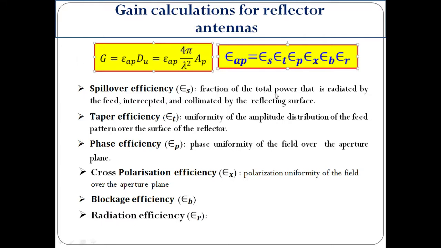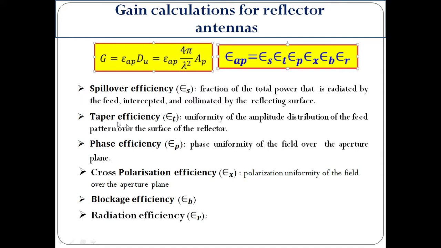It is the fraction of the total power radiated by the feed which is intercepted and collimated by the reflecting surface. Collimated means the rays reflected from the reflector surface are parallel to the aperture plane. Maximum power radiated by the feed has to intercept the reflector surface and it should be collimated by the reflecting surface. This is what is expected, and this is what is called spillover efficiency.